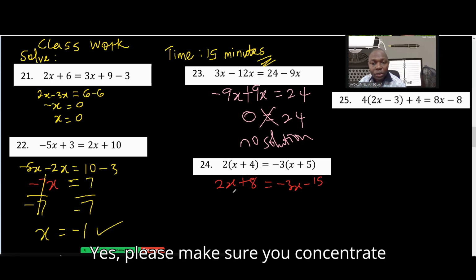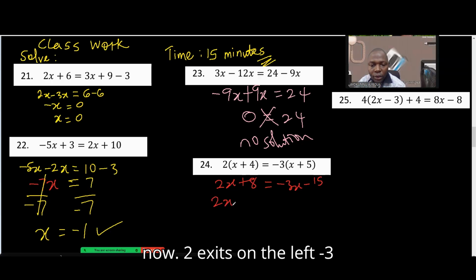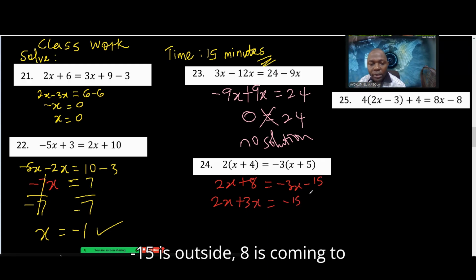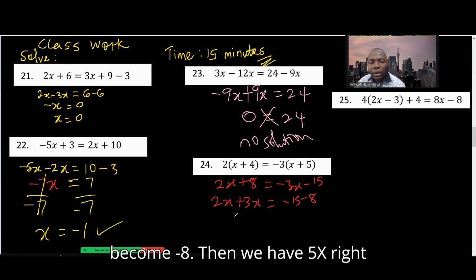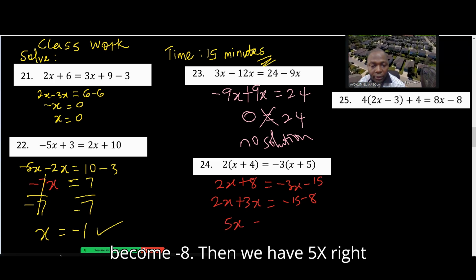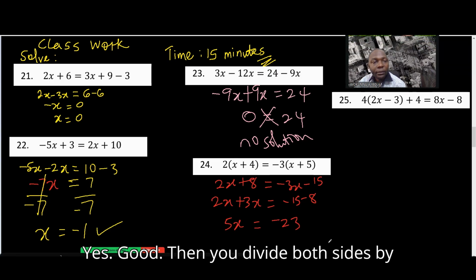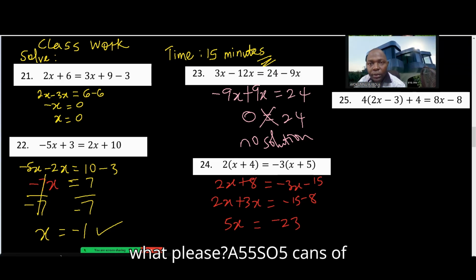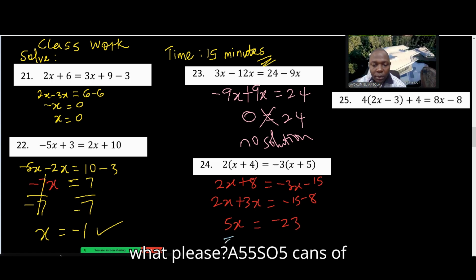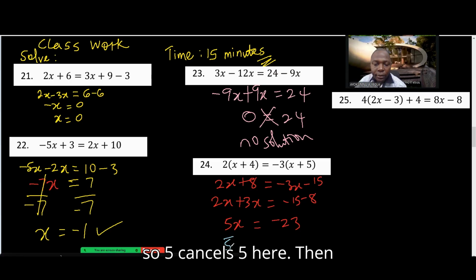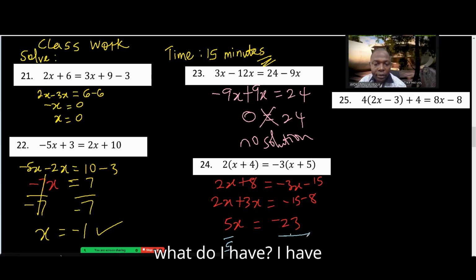Yes. Please make sure you concentrate. Now, 2x is on the left. Negative 3x is coming to become positive 3x. Negative 15 is outside. 8 is coming to become negative 8. Then we have 5x, right? Equal to negative 23. Is that clear? Yes. Good. Then you divide both sides by what, please? 5. So 5 cancels 5, right? Yes. 5 and 5.